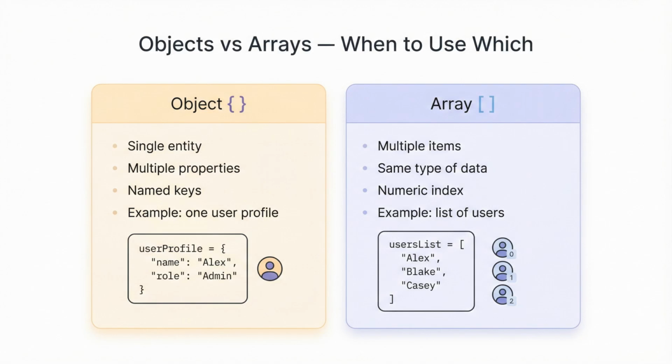So when do you use an object versus an array? Use an object when you're modeling a single thing with multiple named attributes, like one user, one product, or one course. Use an array when you have a collection of similar items, like all users, all products, or all courses. In real applications, you'll often combine them, an array of objects, where each object in the array represents one record from a database or API response.